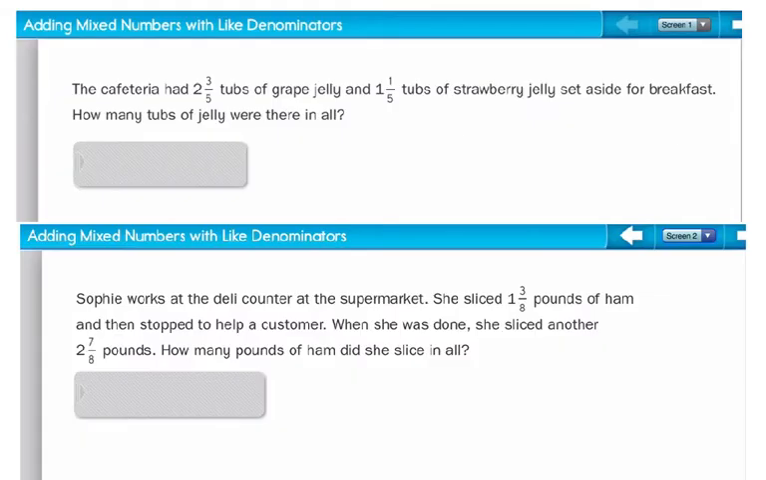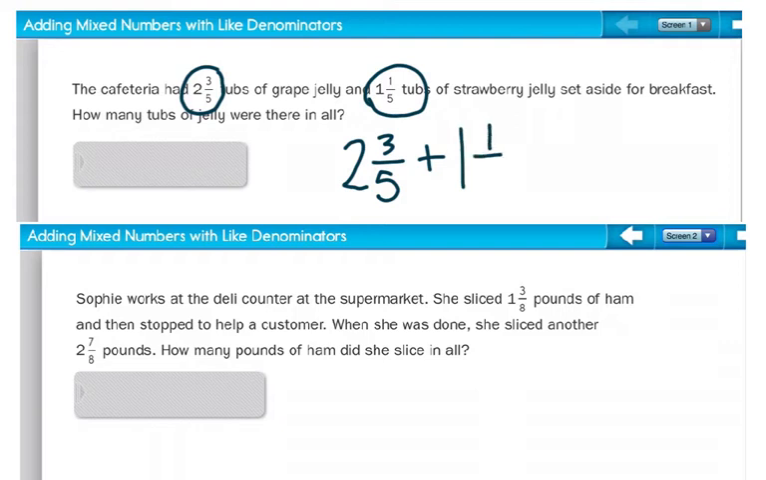Let's go ahead and take a look at some mixed numbers. This is not in your math journal yet, so we're still using just our whiteboards. The cafeteria had 2 3/5 tubs of grape jelly and 1 1/5 tubs of strawberry jelly set aside for breakfast. How many tubs of jelly were there in all? On your whiteboard, would you go ahead and write 2 3/5 plus 1 1/5.